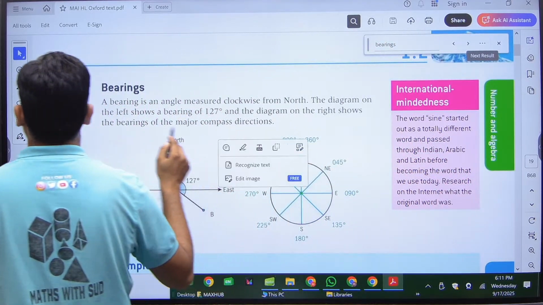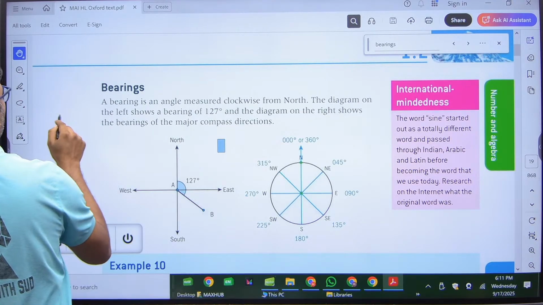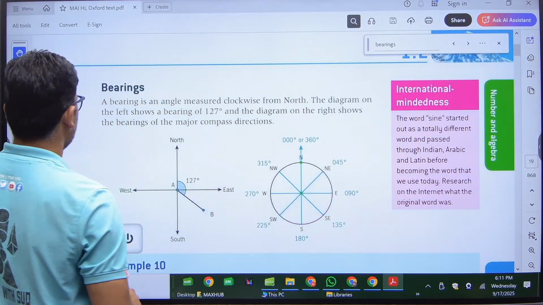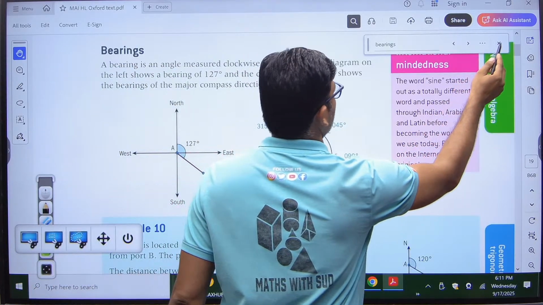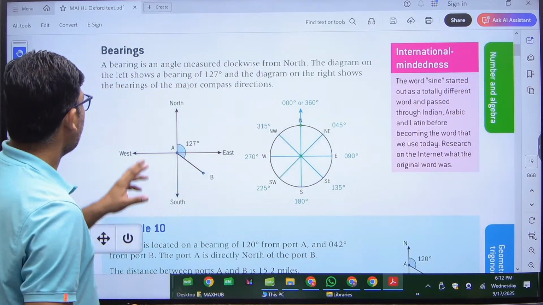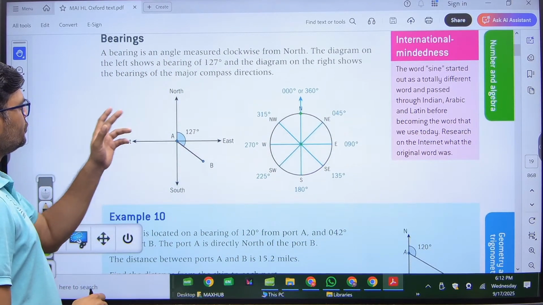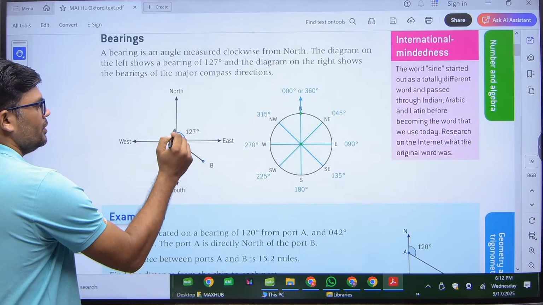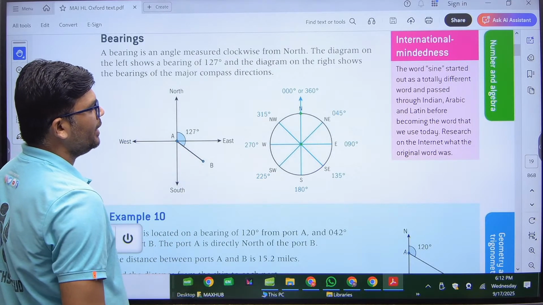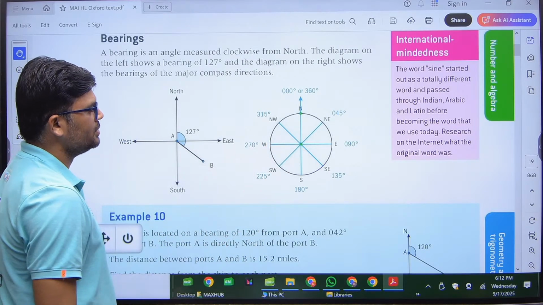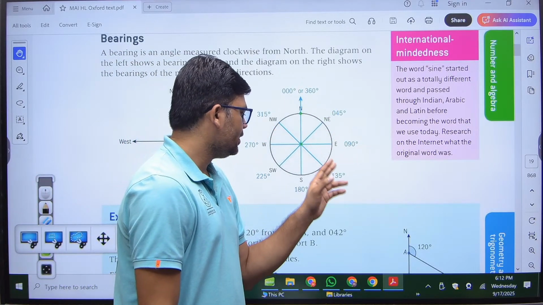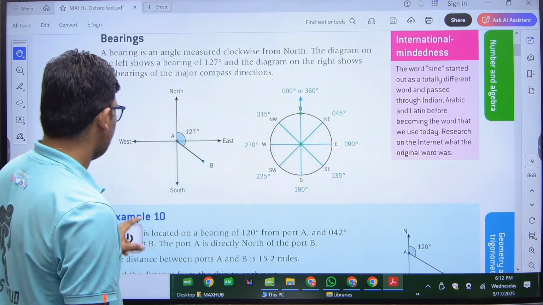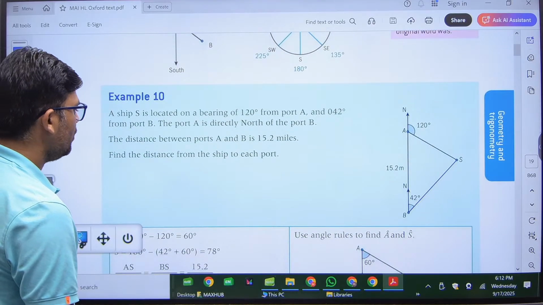Bearings. A bearing is an angle measured clockwise from the north. The diagram on the left shows a bearing of 127 degrees, and the diagram on the right shows the bearings of the major compass directions: 0, 360, 45, 90, 135, 180, 225. Let us solve one question.